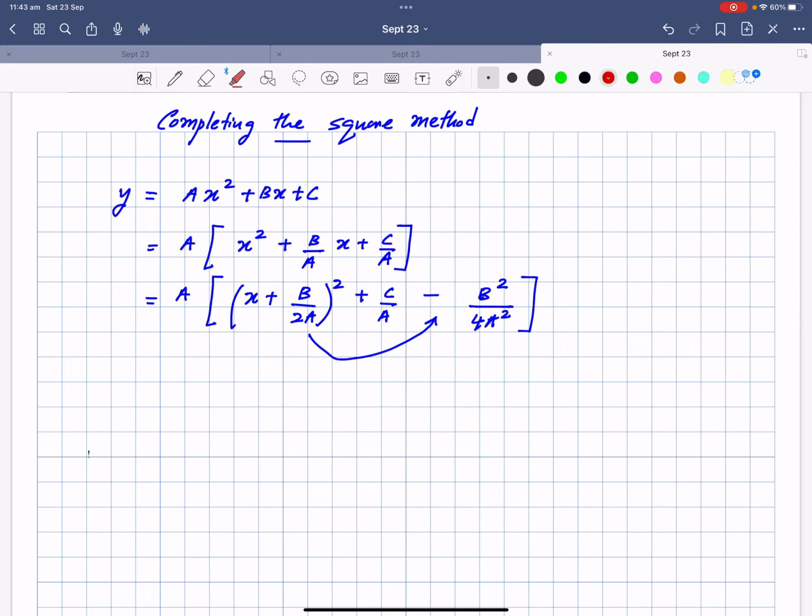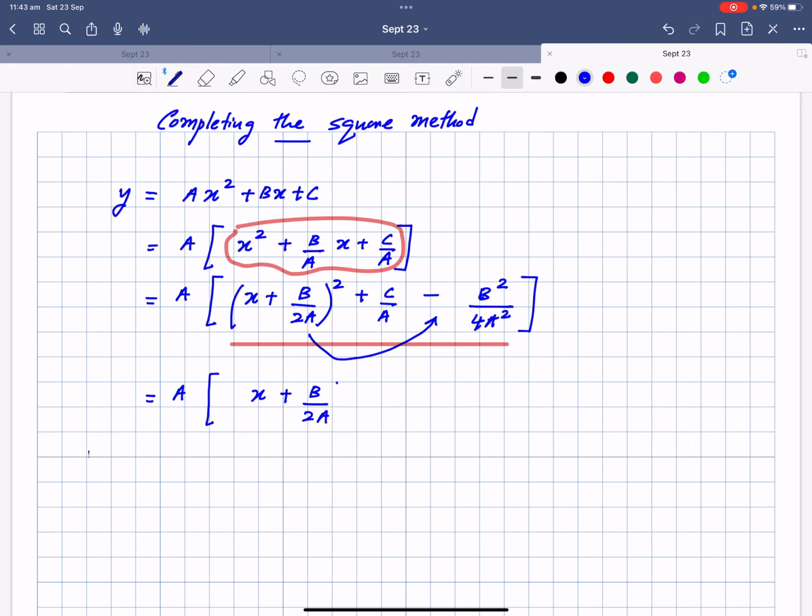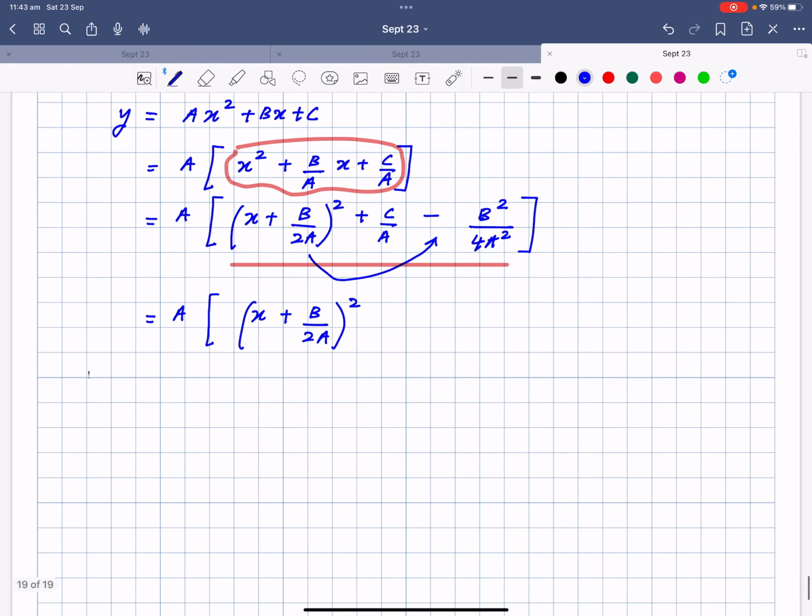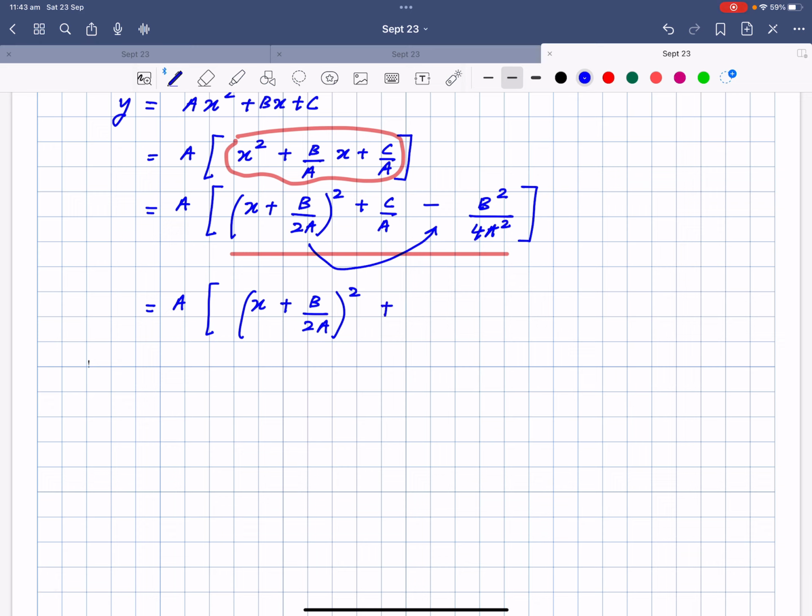Now, what is the guarantee? The guarantee is, if you expand it, you should get this. There is a guarantee. Yeah? So now you are going to organize the inside a little bit. Then it would be x plus b divided by 2a, the whole thing squared, then plus, you get the common denominator, which is 4a squared. So it's going to be 4ac now, minus b squared.